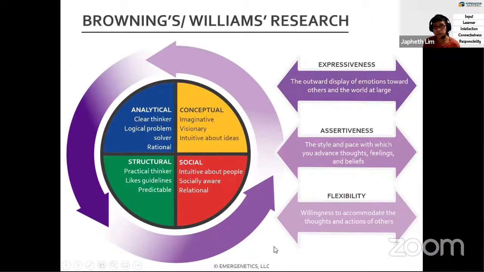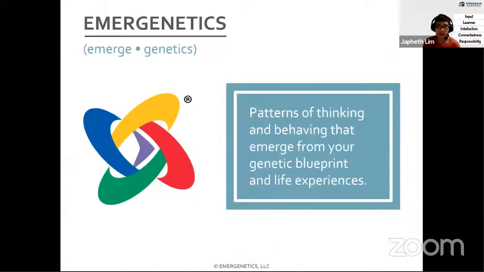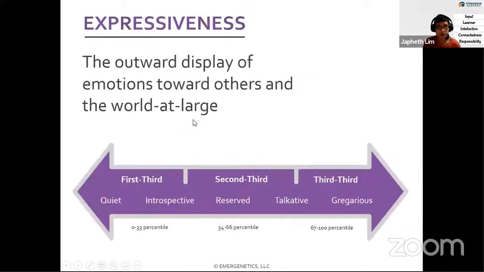You can briefly see the different components. We talk a bit about what Emergenetics stands for. Emerge and genetics: emerge comes from your nurture, genetics comes from nature. When you combine them, it forms the patterns of thinking and behaving that emerge from your own genetic blueprint, which is the genetics, and life experience, which is the emerge. I think we'll explore the behavioral attributes first.